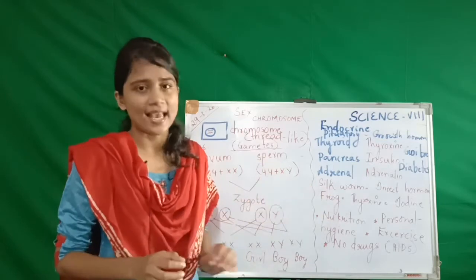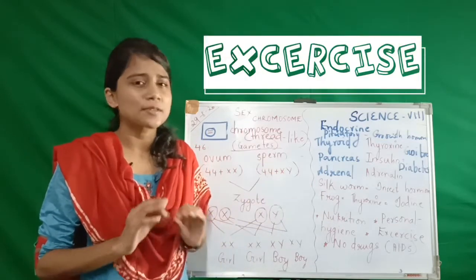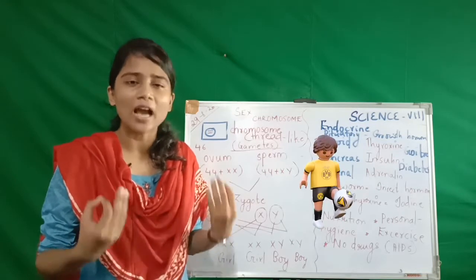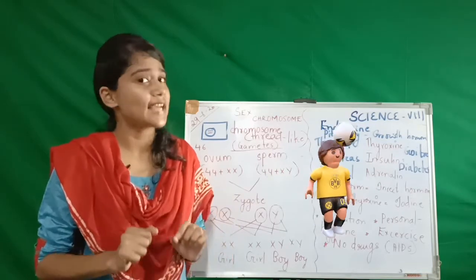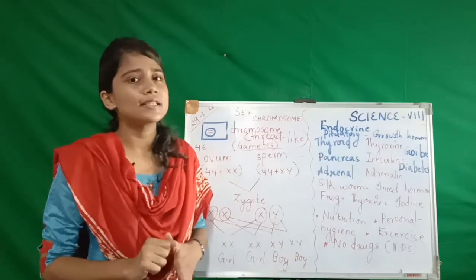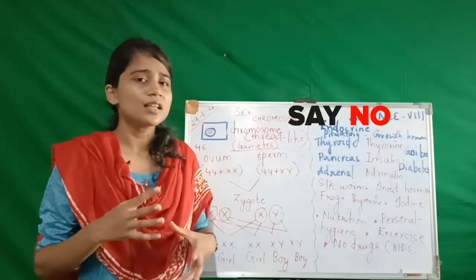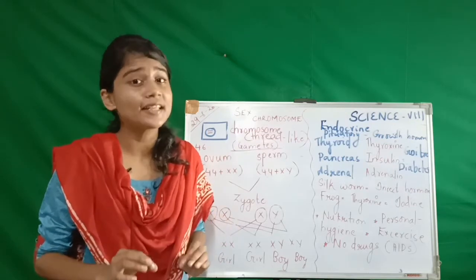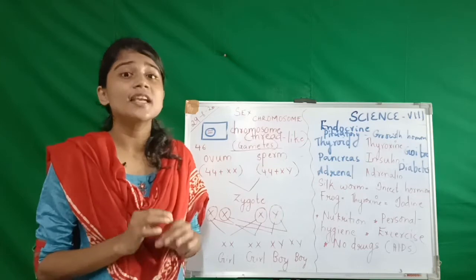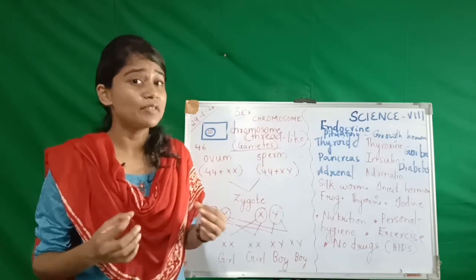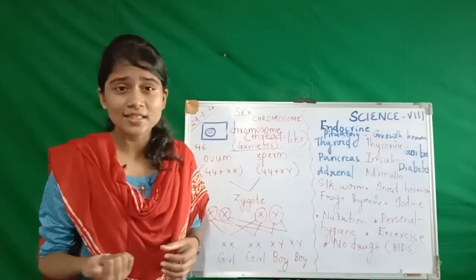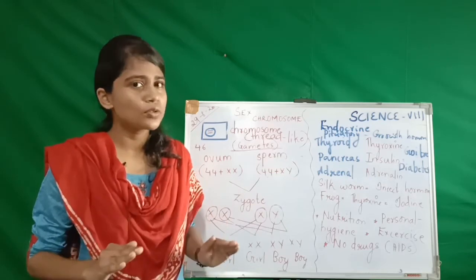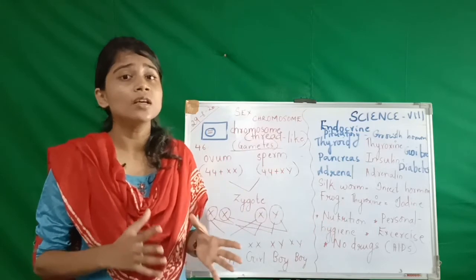And the third one is exercise. Try to play as much as possible, not only indoor games. You can also play indoor games, but try to play outdoor games and stay fit and healthy. And the final part is to say no to drugs. Teenagers, girls and boys, have a great tendency to try drugs, but say no to it because you can get diseases like AIDS through the syringes used while taking drugs. So say no to drugs. These are the things that you should take notice of.